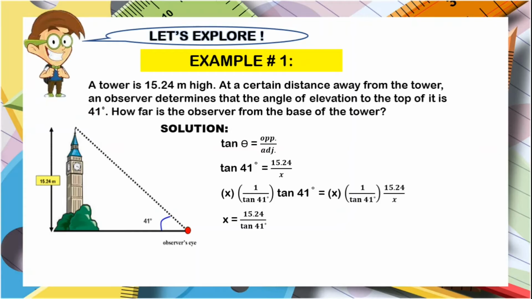Solving for the value of x, we have 17.53 meters. Therefore, the distance of the observer to the base of the tower is 17.53 meters, or 18 meters.